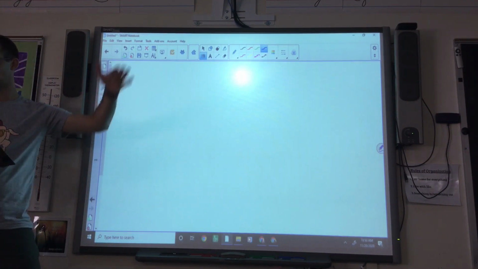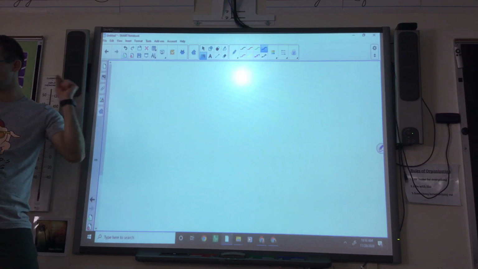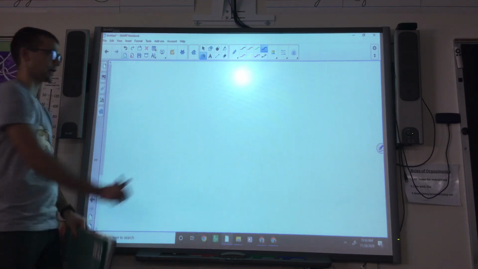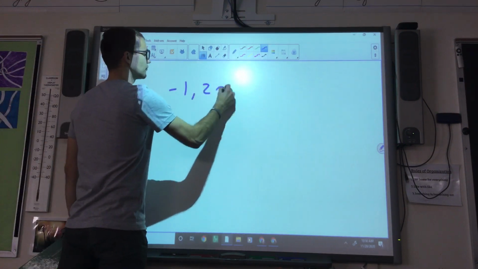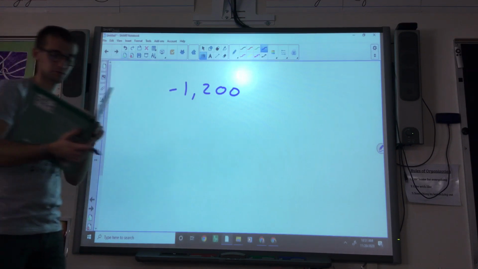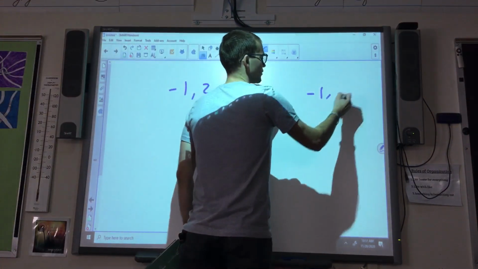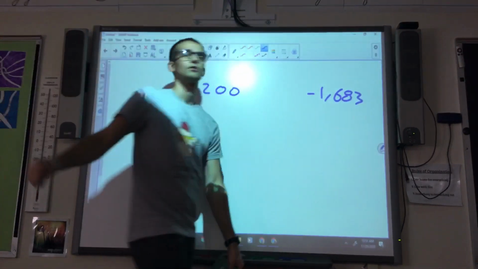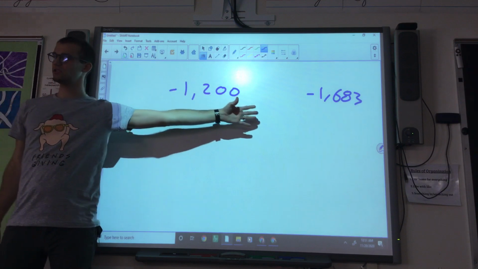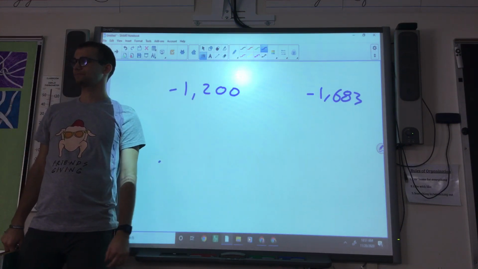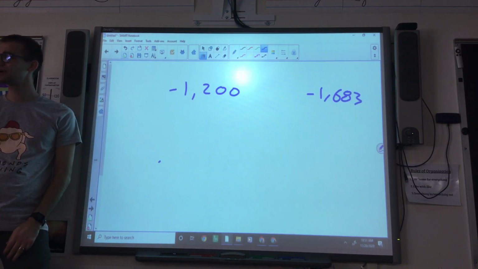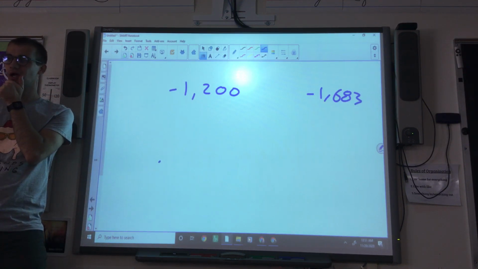Number 3: a submarine was at 1,200 feet below sea level, then moved to 1,683 feet below sea level. How many feet did the submarine descend? So it's at negative 1,200 feet, or 1,200 feet below sea level, and then it descended to 1,683. So what do you do with that? Are you subtracting or adding 1,683? The answer is 483.